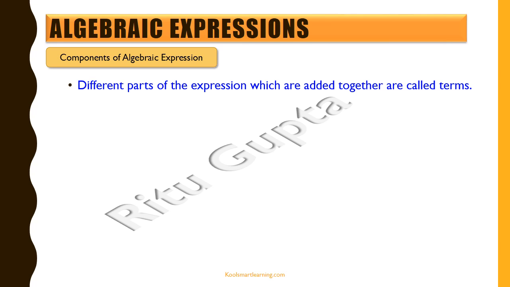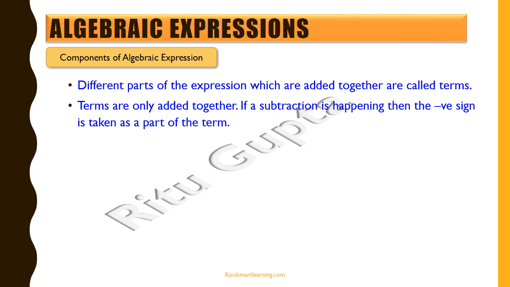Different parts of the expressions which are added together are called terms. Terms are only added together. So it's very important to understand that even if you see a subtraction happening, then the negative sign which you see is actually taken as a part of the term. So we say that a positive term and a negative term are added together.